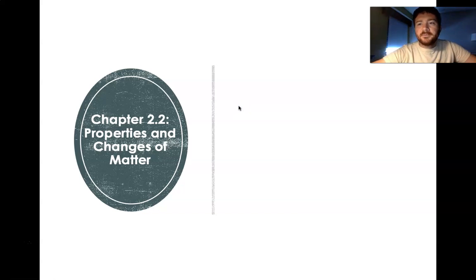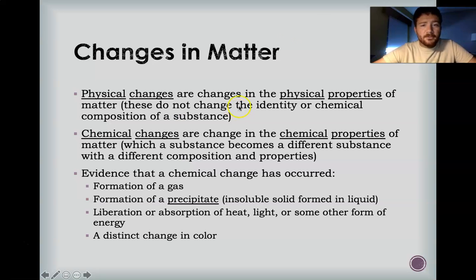Good. Short chapter today. I don't want to overwhelm you, and I don't want to overwhelm myself either. And we're going to be talking about the properties and changes in matter. This is something you discussed in physical science, so it shouldn't be anything necessarily alarming to you.